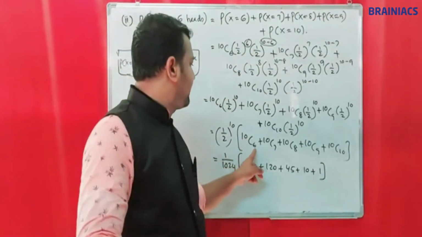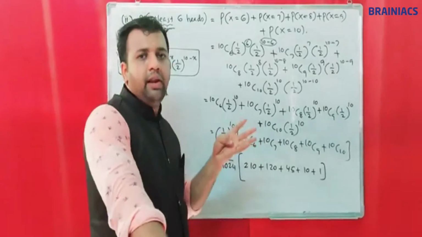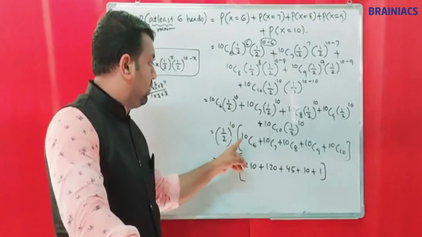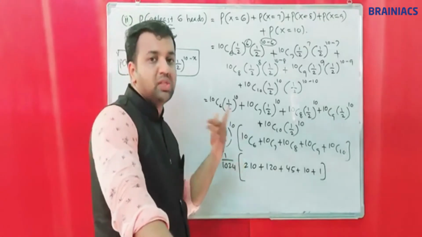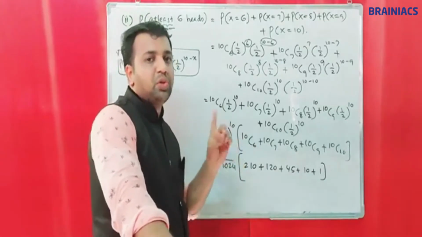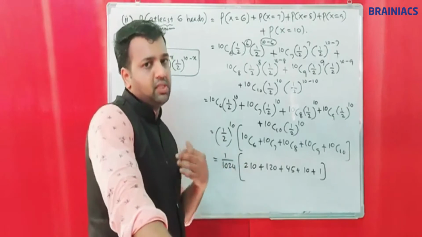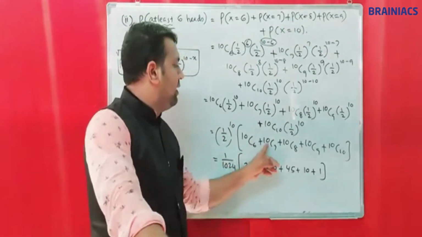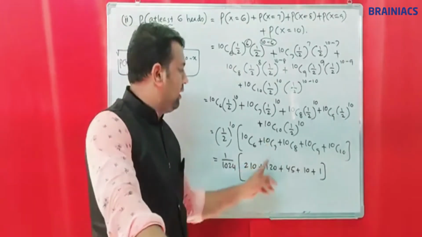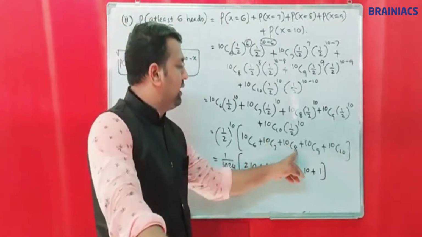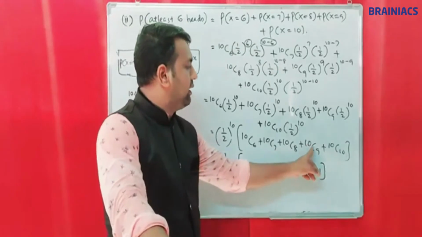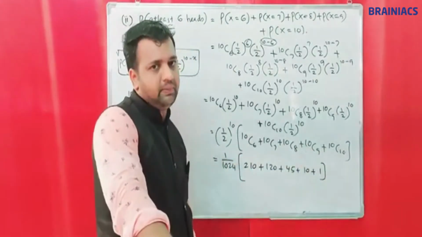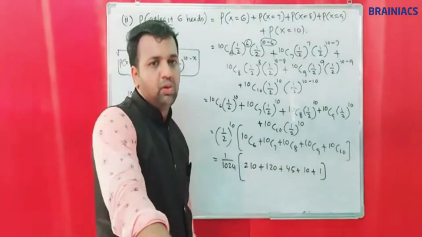10c6 can be calculated as 10 into 9 into 8 into 7 by 1 into 2 into 3 into 4, or 10 into 9 into 8 into 7 into 6 into 5 divided by 1 into 2 into 3 into 4 into 5 into 6. Okay, so we can write 210 as its answer. 10c7 answer will be 120. 10c8 answer will be 45. 10c9 answer will be 10 and 10c10 answer will be 1. Okay, these are the combination values.